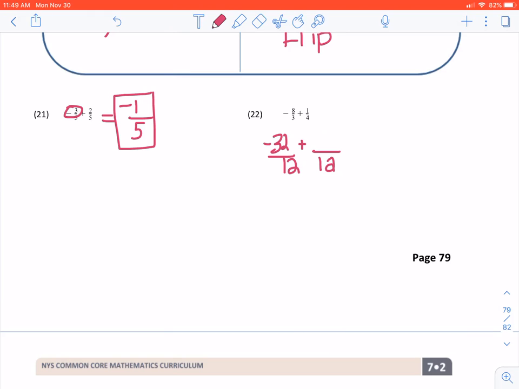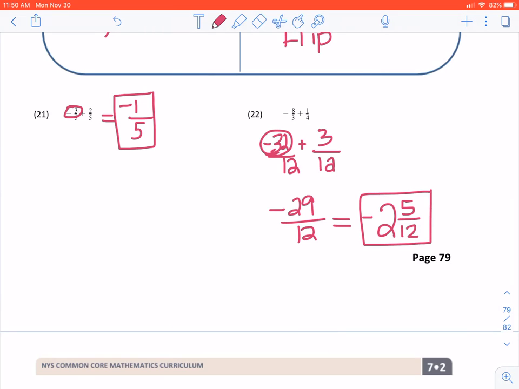The second number I'm going to multiply by 3, so 1 times 3 is 3, and now I'm going to add the numerators. They are opposite signs, so I'm going to subtract. That gives me 29. Keep the denominator. 32 is bigger, 32 is negative. Now, 12 does go into 29, so I'm going to make this a mixed number. It goes in twice. That would be 24. So there's 5 left over, so my mixed number would be negative 2 and 5/12.